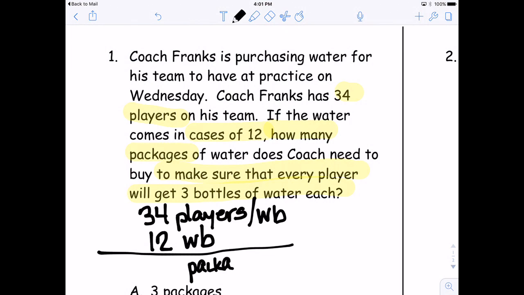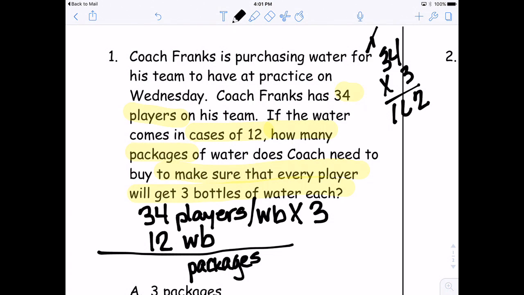Now, there's one other thing we have to deal with here. This 3. We want each player to get 3 bottles of water. So we need to multiply this number of players by 3 before we can do anything else. So 34 times 3. 3 times 4 is 12. Carry a 1. 3 times 3 is 9, plus 1 is 10. So we need 102 water bottles.